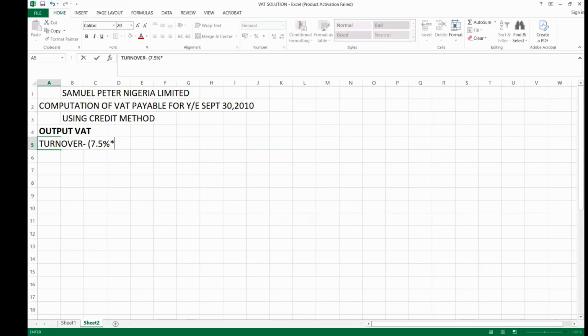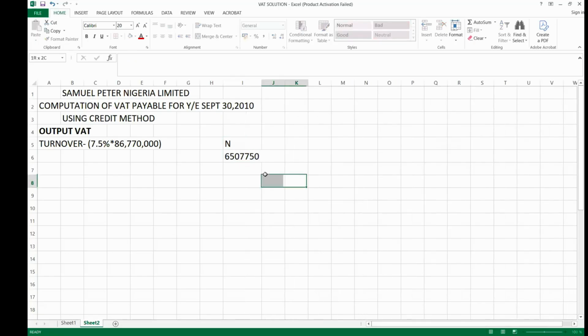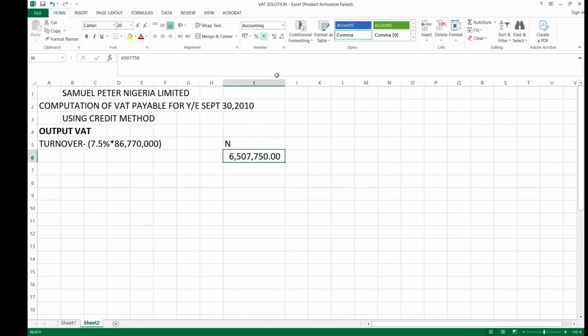So what is the value of the turnover? 86,770,000 multiplied by 7.5%. So that will give us how much? 6,507,750, which should be the output VAT.